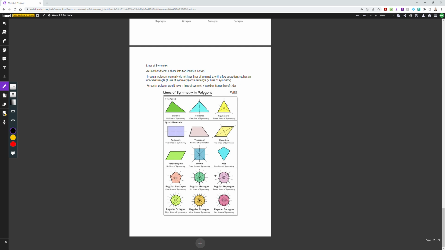Now let's look at here. Here are all of our regular polygons, the other ones. So look, regular pentagon, regular hexagon, regular heptagon, regular octagon, regular nonagon, and regular decagon. These have 5, 6, 7, 8, 9, 10 lines of symmetry, and see how the number of sides coincides with the number of lines of symmetry, right? So a really good thing to remember is that a regular polygon has the same number of lines of symmetry as its number of sides.